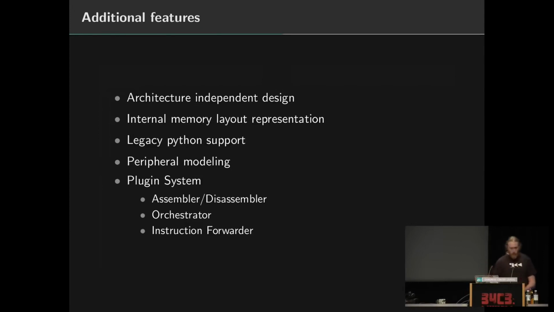Additionally, we want to keep the Avatar 2 core as small and maintainable as possible. But on the other side, there are a lot of tasks which have to be repeated during an analysis. For instance, we frequently want to assemble or disassemble instructions. So in order to enable this, we added a flexible plugin system, which also already has a couple of example plugins, for instance, an orchestration plugin, which automatically orchestrates the execution of targets.